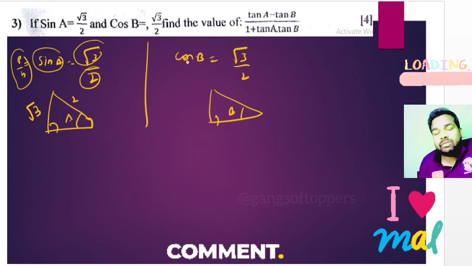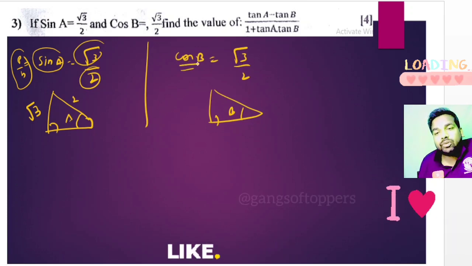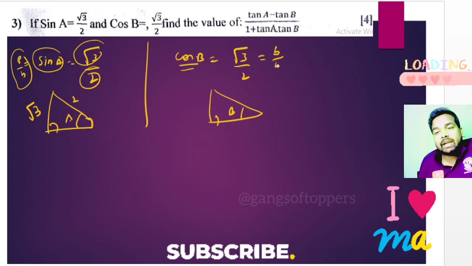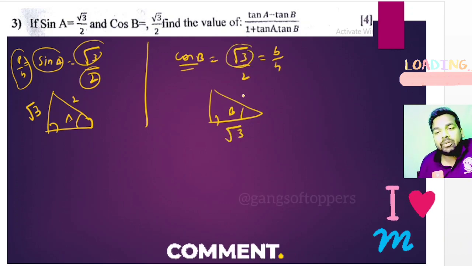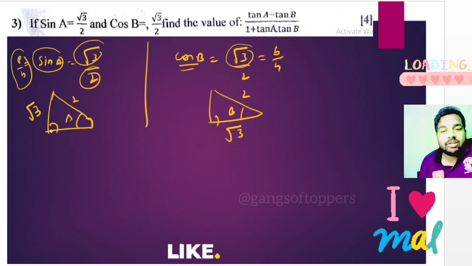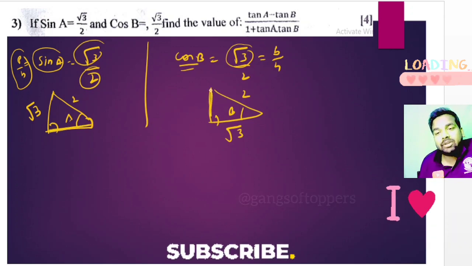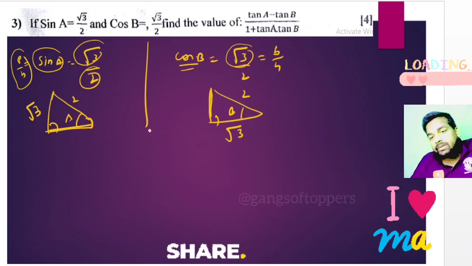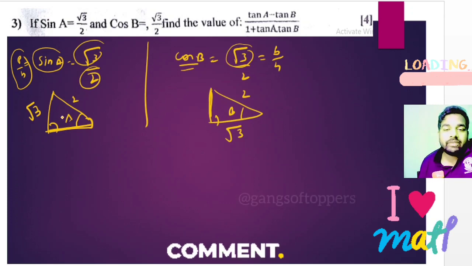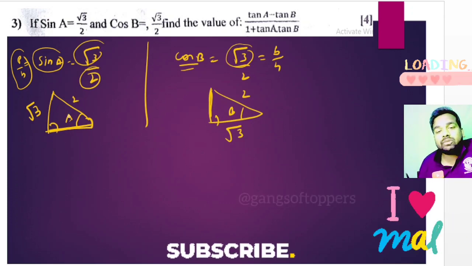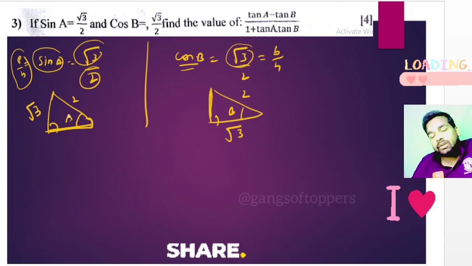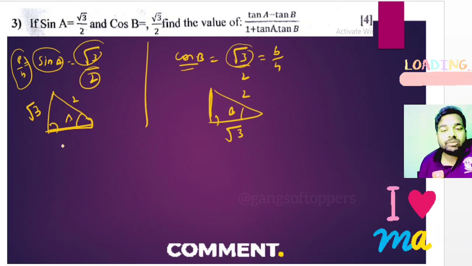And here everybody knows that the value of cos B is equal to base by hypotenuse. The value of base is root 3, and the value of hypotenuse is 2. Just find the value of this base here and the value of the height here. Just utilize the concept of the Pythagoras theorem. So here, the base is going to become the square root of 2 squared minus root 3 the whole squared.